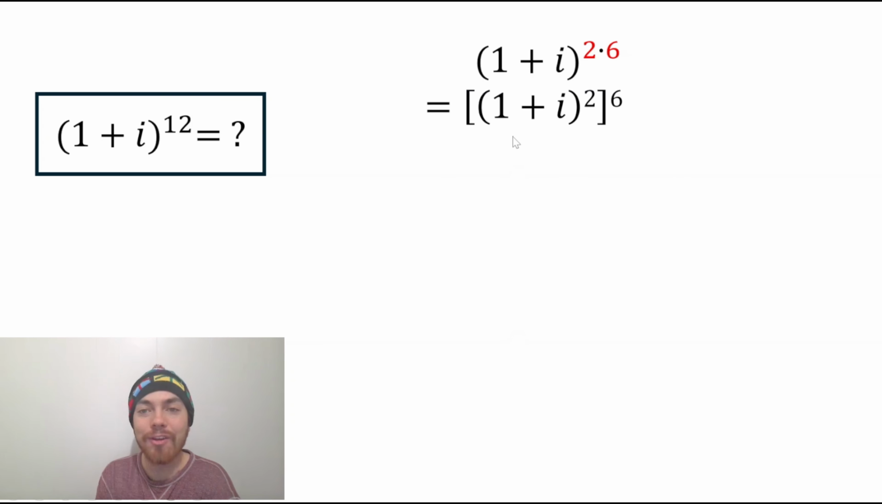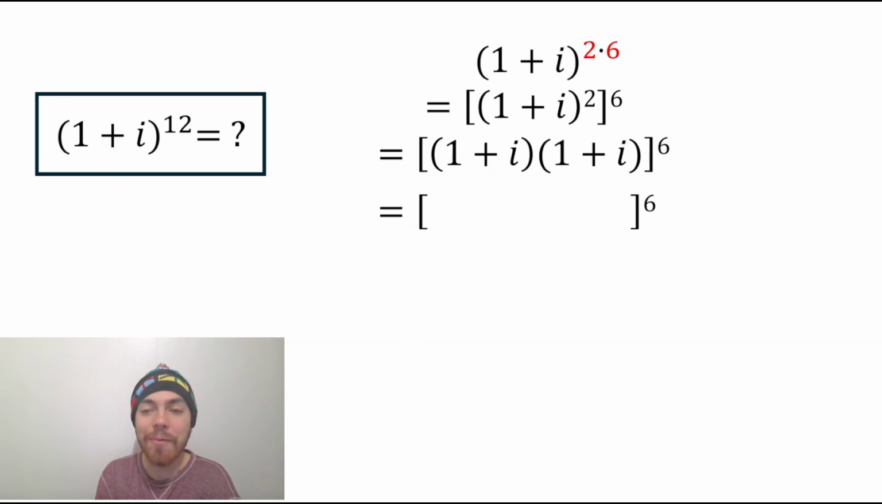Now we can expand out this (1 + i)^2 term. It's going to be (1 + i) times (1 + i), all to the 6th power. So that's going to give us something all to the 6th power. And we can FOIL this out. 1 times 1 is 1. 1 times i is just i, and i times 1 is just i. And i times i is negative 1. So we end up with (1 + i + i - 1) all to the 6th power.